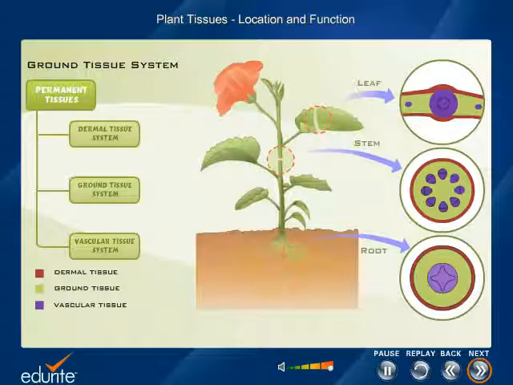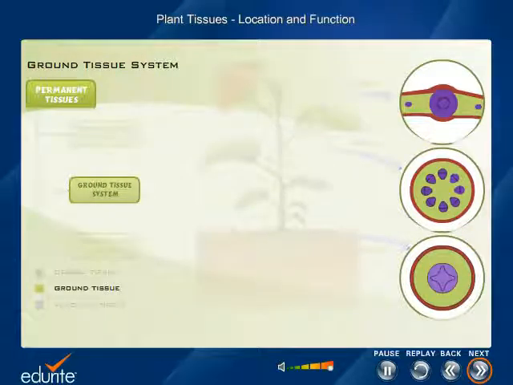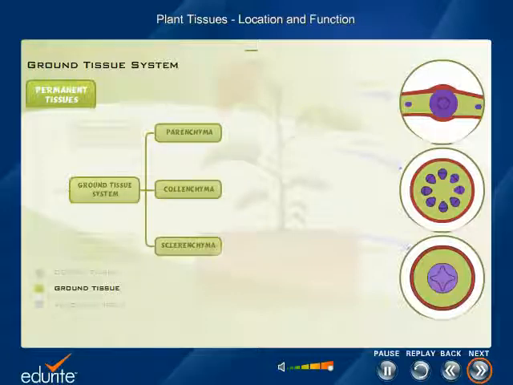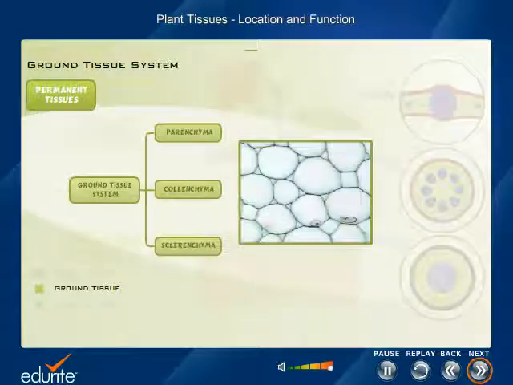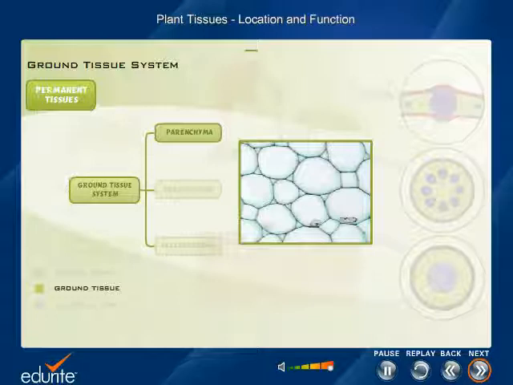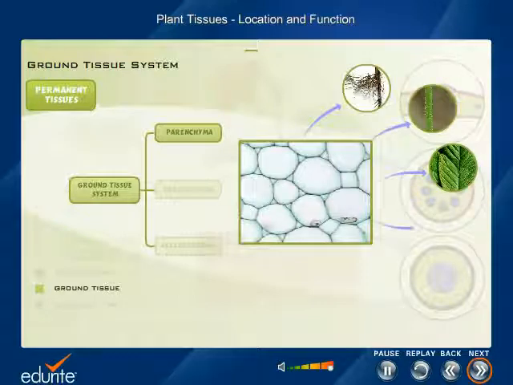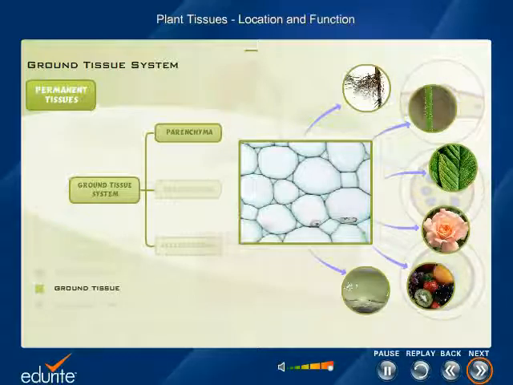Ground tissue system. The ground tissue system is also referred to as simple permanent tissue. They are of three kinds: parenchyma, collenchyma, and sclerenchyma. Parenchyma is a simple living tissue present in all the organs of the plants, such as roots, stems, leaves, flowers, fruits, and seeds.